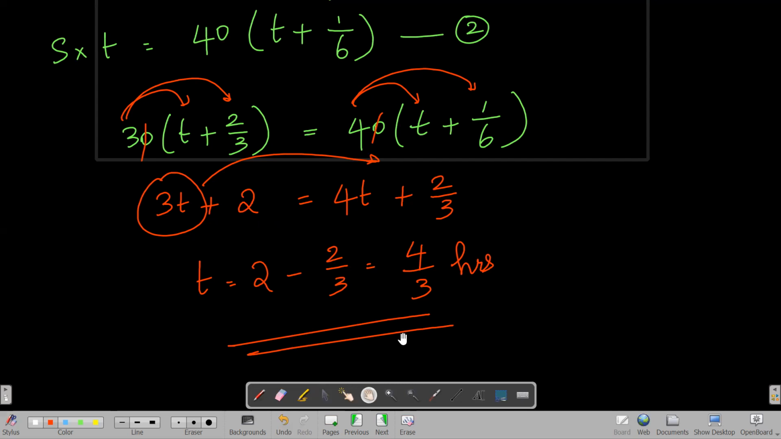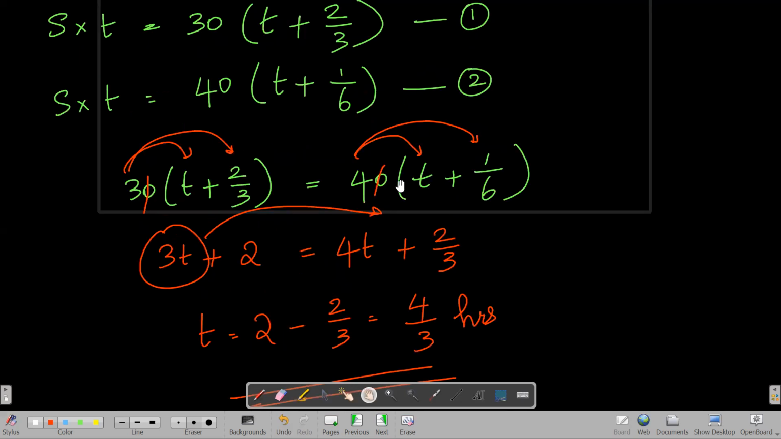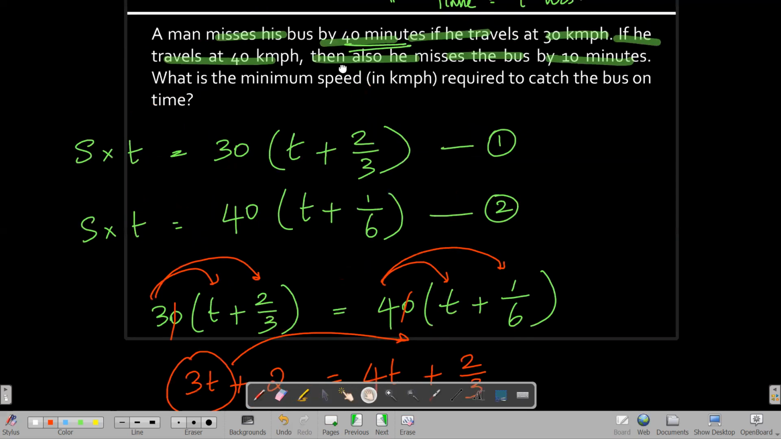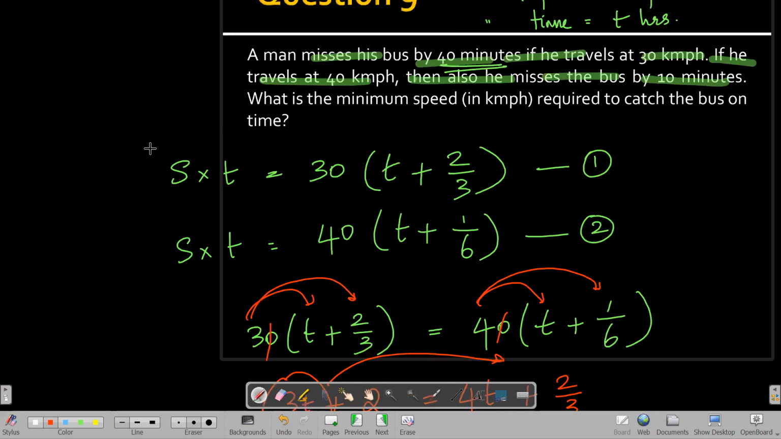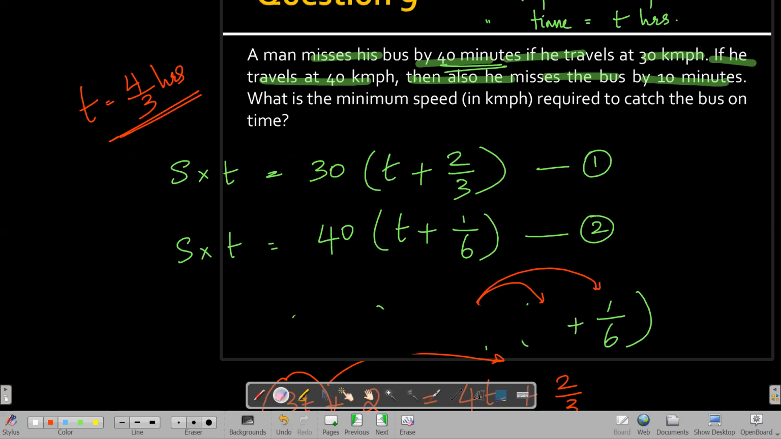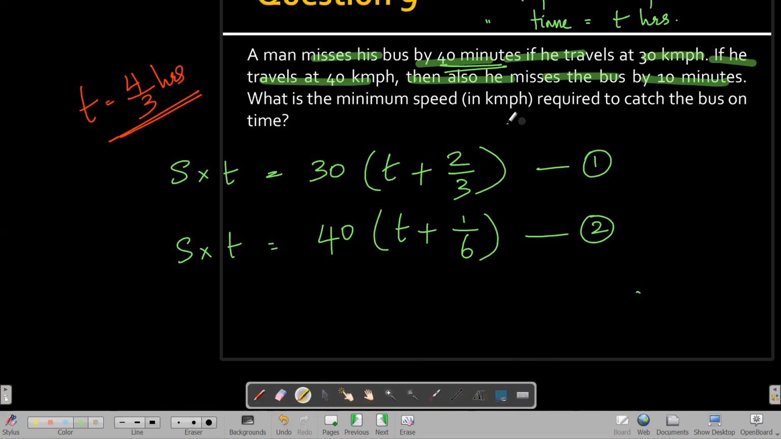What is t? T, that is the normal time, the original time. That's what we assume. T is 4 by 3. Substitute the value for t as 4 by 3. You know that t is equal to 4 by 3 hours. Substitute the value for t in one of these equations. You can put it either in 1 or in 2. And that will get you the answer for speed. Because in the question you are asked to find what should be that speed that is required to catch the bus on time. So you are asked to find the value for s.